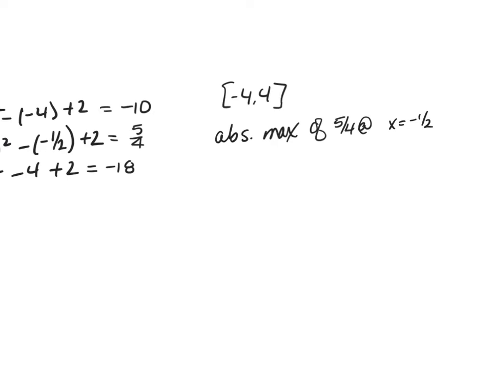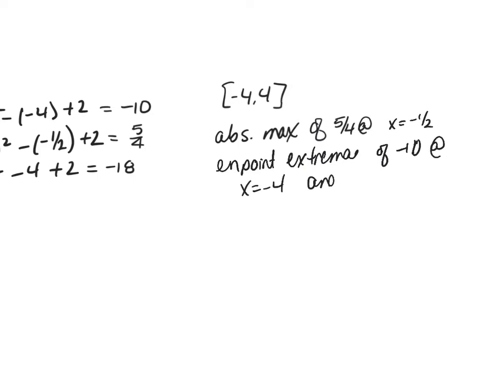Now remember, when I'm looking at my endpoints, these are just endpoint extrema. So the negative 10 and the negative 18 are endpoint extrema. So endpoint extrema of negative 10 at x equals negative 4 and negative 18 at x equals 4. And that's your final answer for that.